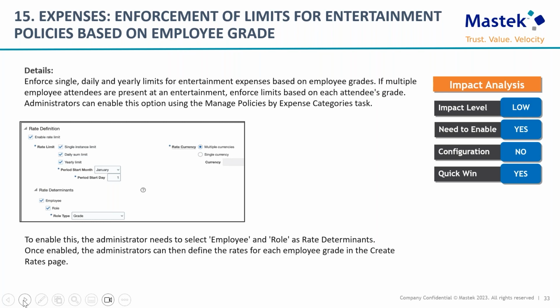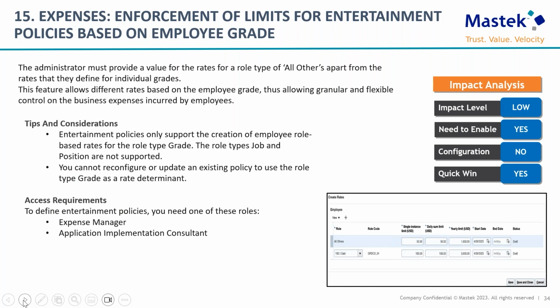Admin users can enable this using the manage policies by expense categories task. To configure this, admin needs to select employee and role as the rate determinants. After enabling this, admin can define rates for each category of employee grades. This allows flexible control on the business expenses incurred by the respective employees. To define policies, we need to have the expenses manager or application implementation consultant role.